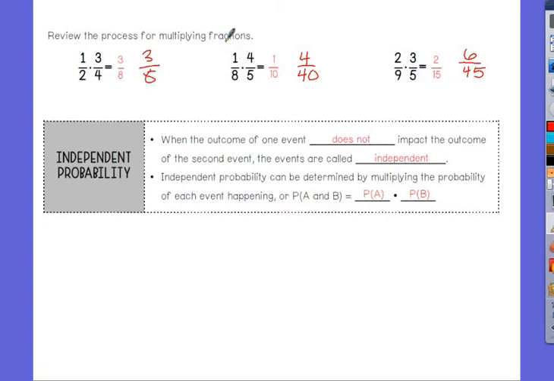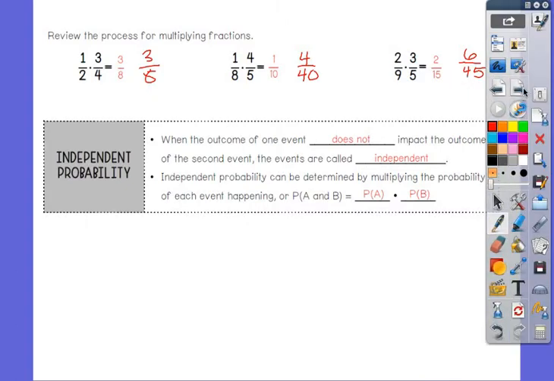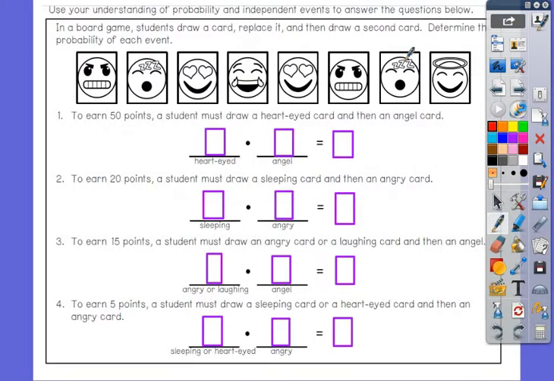If I didn't want Kale to get drawn twice, I would have left his name out, right? And I changed the total number of names in my bucket. So it's no longer independent. I changed something about it. That is what independent means. So, let's look at some examples.